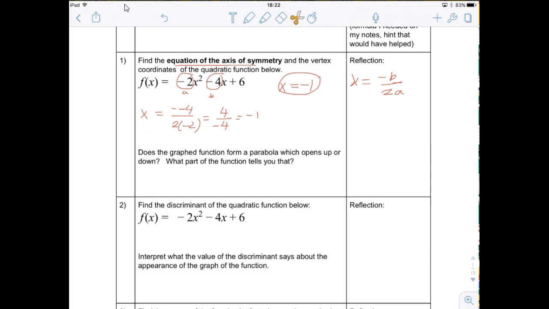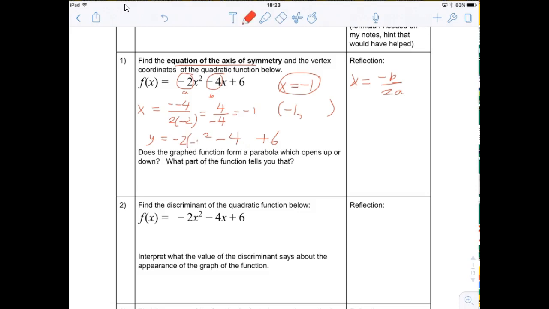And what are the vertex coordinates? Well, the vertex coordinates can be found using the axis of symmetry, which gives you the x coordinate of the vertex. You just need the y coordinate. How do you find the y coordinate? All you do is substitute in x equals negative 1, and that will give you the value of y that corresponds to negative 1. So I'm going to do that here.